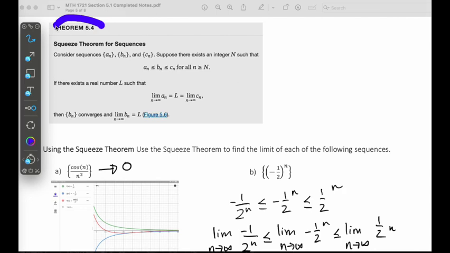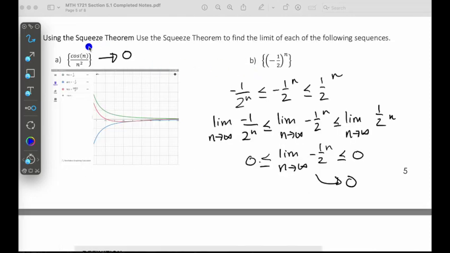The next topic is the squeeze theorem for sequences. It's the same idea as the squeeze theorem for functions when we talked about limits with functions. If we have two sequences and a third sequence that sits between them for all of those values of n, then if the two sequences that it lies between converge to the same limit, the sequence that lies between them has to approach the same limit. So we want to find if cosine of n over n squared converges.